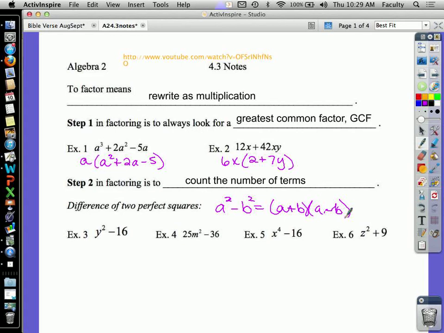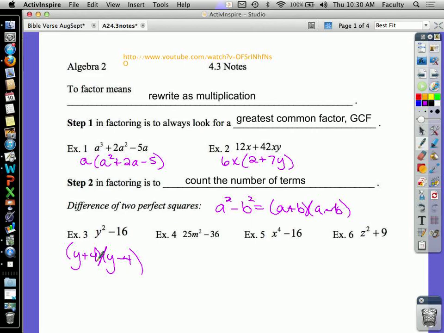So in example 3, McKenna, if I have y squared minus 16, how does that one factor? Y plus 4 and y minus 4. Good. And you guys, check your work when you factor. Y times y is y squared. The outer is minus 4y and the inner is plus 4y. They cancel. 4 times minus 4 is negative 16.